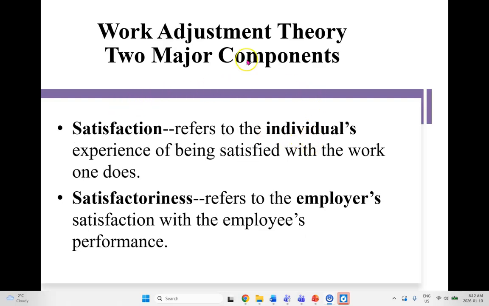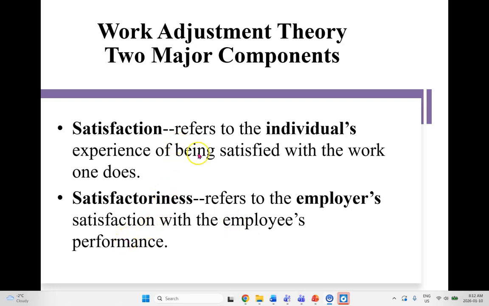So these two major components in work adjustment theory are satisfaction and satisfactoriness. Satisfaction refers to the individual, their experience of being satisfied with the work that they're doing. And satisfactoriness refers to the employer's satisfaction with the employee's performance.